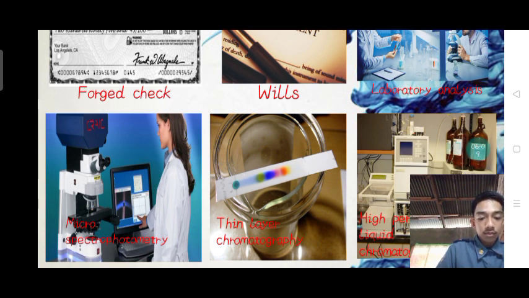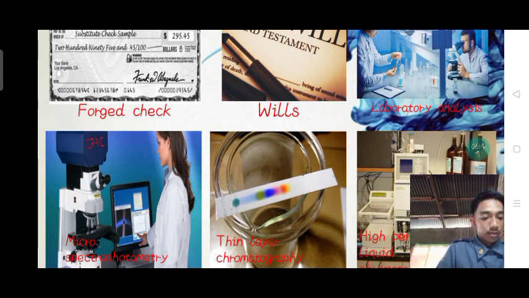So, this is a way para ma-discover natin yung true color of ink sa spectrophotometry. And then sa thin-layer chromatography, ito naman yung method ng destructive testing of ink. So, a tiny sample of ink paper is punched out using a thin hollow needle. Hypodermic syringe is ideal. So, the sample is placed in the test tube with the solvent to dissolve the ink.